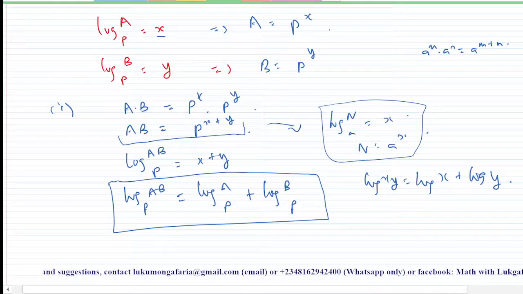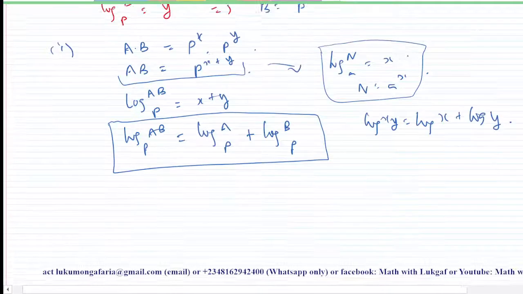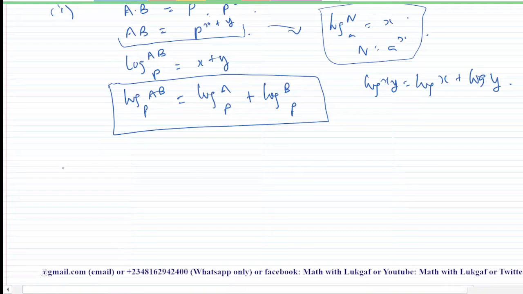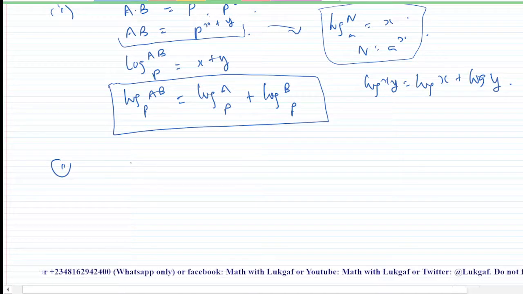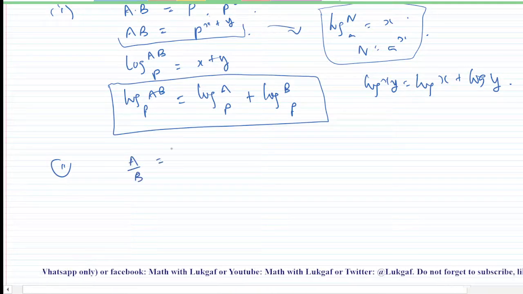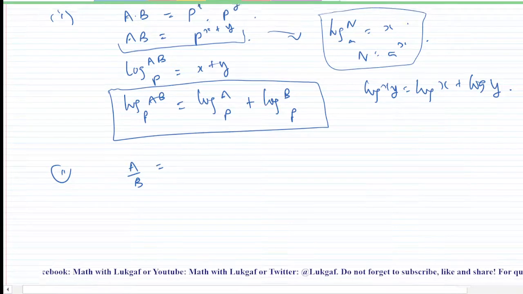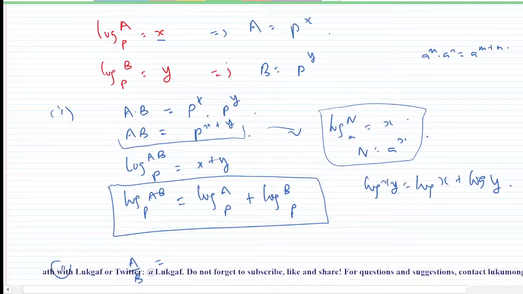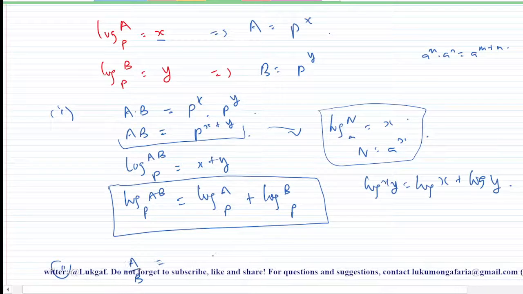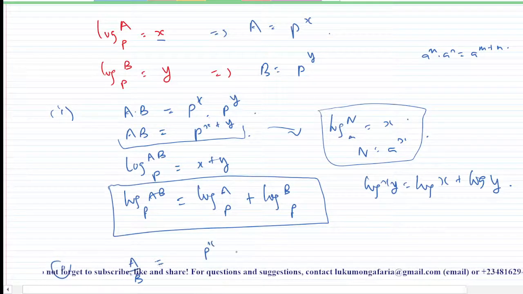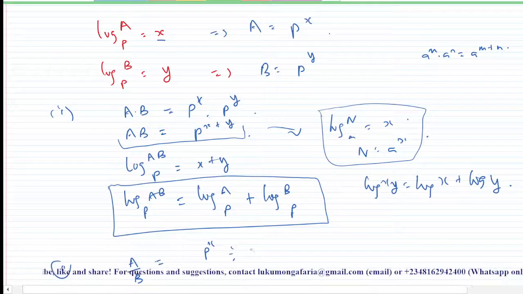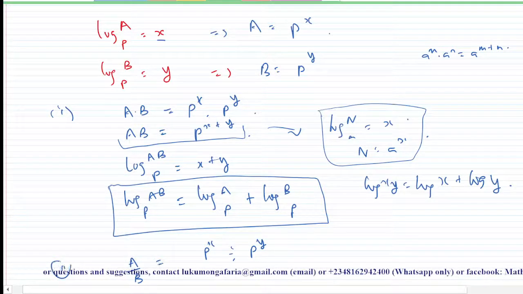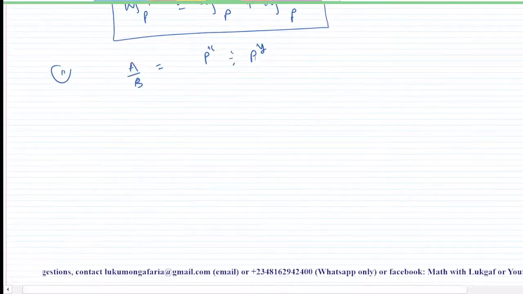Okay, now, similarly, let us do it for the case of division. Number two, let's say I have A divided by B. You know your A divided by B from what we have here. So let me rewrite it here so that we can get it. We have that my A is equal to P raised to power x divided by P raised to power y. You understand? P raised to power x divided by P raised to power y.